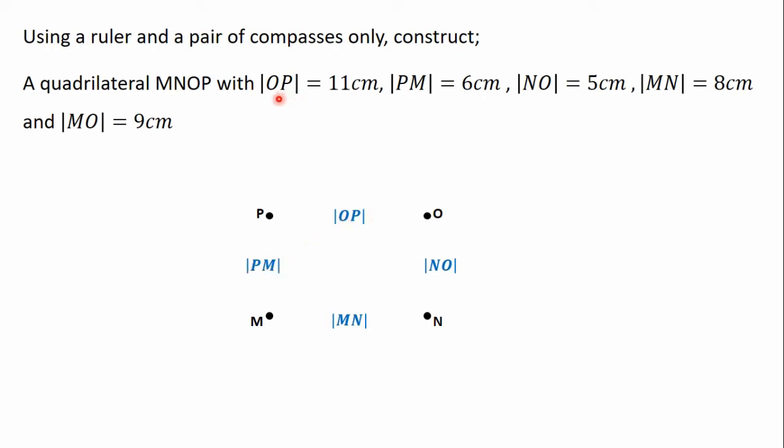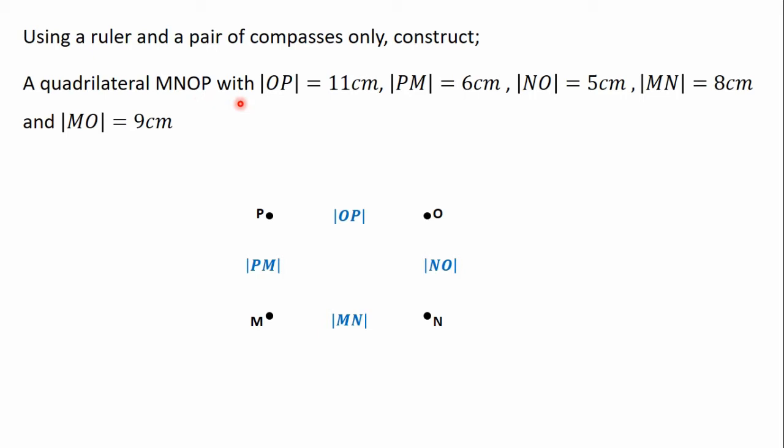We have been given the length of the side OP, the length of the side PM, the length of the side NO, and the length of the side MN. And we have also been given MO, which is a diagonal of the quadrilateral. So here we have been given four sides and one diagonal. This information is sufficient for us to construct the quadrilateral MNOP.